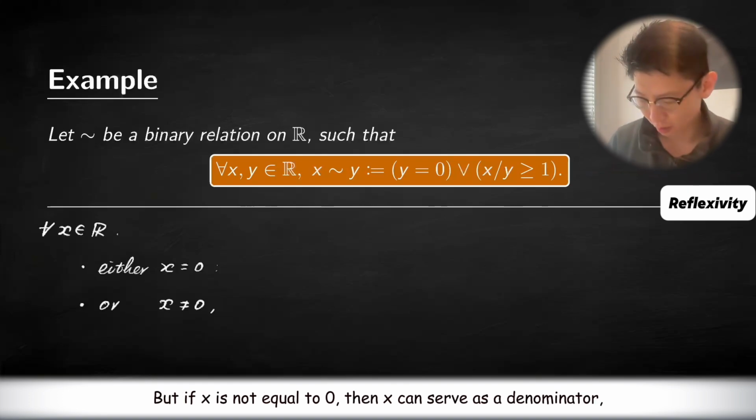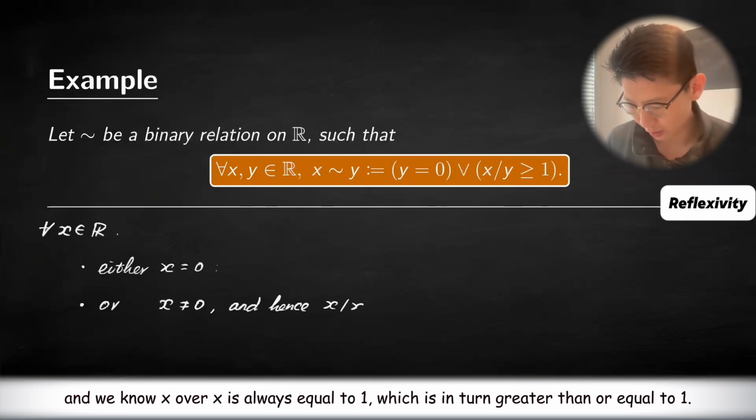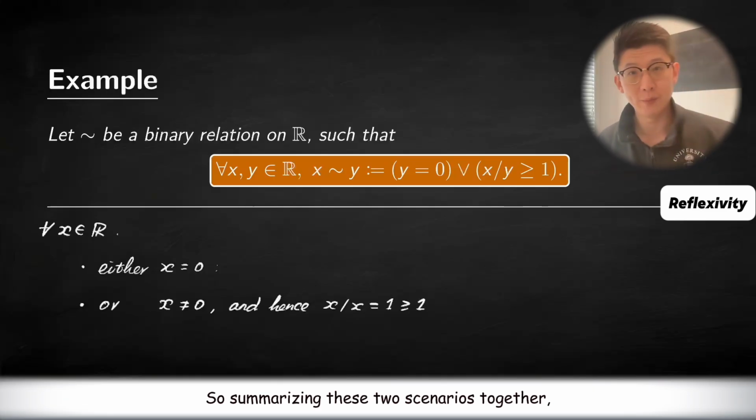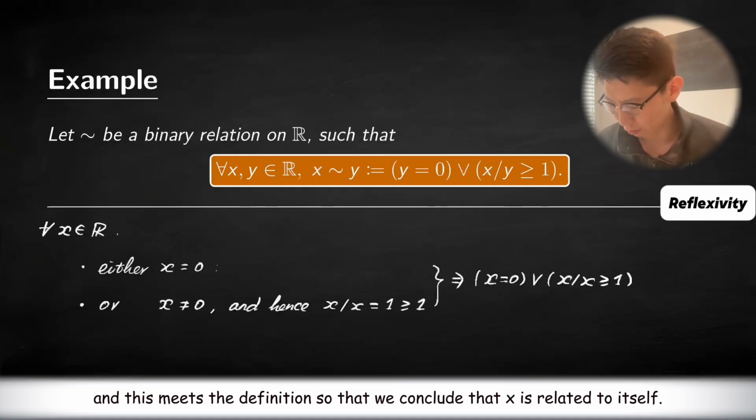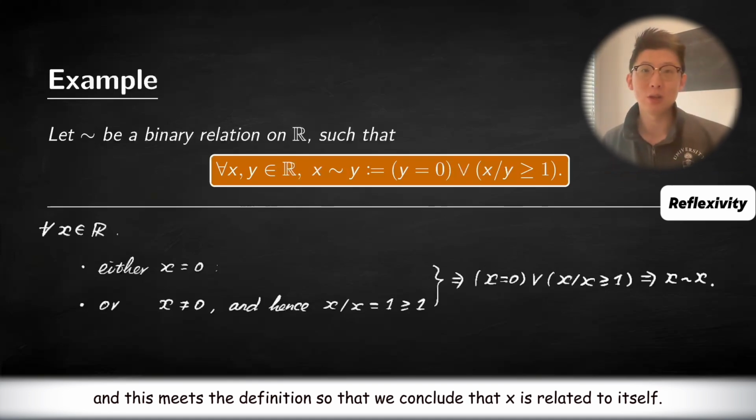But if x is not equal to 0, then x can serve as a denominator. And we know x over x is always equal to 1, which is in turn greater than or equal to 1. So summarizing these two scenarios together, we see that either x is equal to 0, or x over x is greater than or equal to 1. And this fits the definition so that we conclude that x is related to itself.